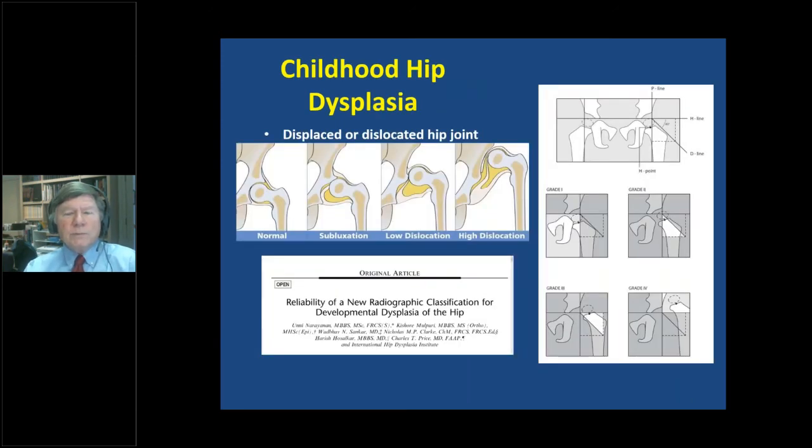Now, childhood hip dysplasia can range from a mildly displaced joint to a completely dislocated joint. The International Hip Dysplasia Institute has developed a reliable radiographic classification that helps guide treatment for orthopedic surgeons. This classification has been validated and it's being widely used today. But there's a range of hip dysplasia all the way to hip dislocations that are irreducible.